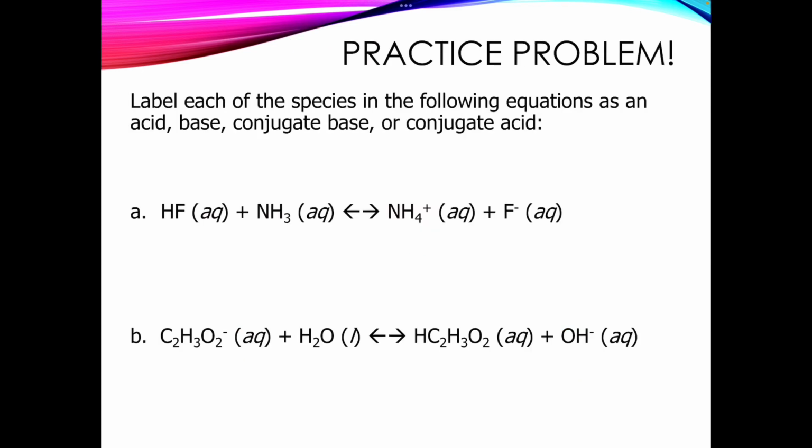Alrighty, let's try this. This says label each of the species in the following equations as an acid, a base, a conjugate base, or a conjugate acid. On the left-hand side, our reactants, that's where we're going to have either acid or base. You've got to pick one. It's either going to be an acid or a base. For the stuff on the product side, that's where we're going to label it as a conjugate base or a conjugate acid. Remember, acids turn into conjugate bases, and bases turn into conjugate acids. Go ahead, pause here, try this out, and then come back when you're ready to see the answer.